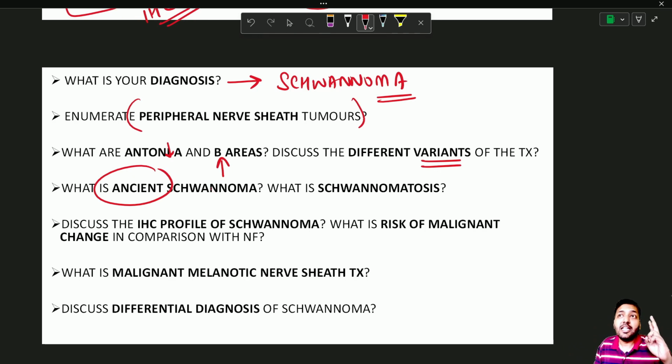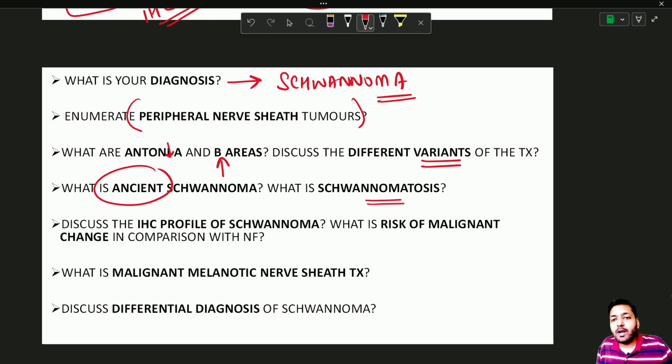Second point is the nucleus will show hyperchromasia. So the nucleus will become hyperchromic, and they will have clumped nuclear chromatin, okay, and slight atypia is there. So that is called ancient schwannoma. Till date, even in the WHO 5th edition, there is no clear-cut criteria for the definition of ancient schwannoma, okay.